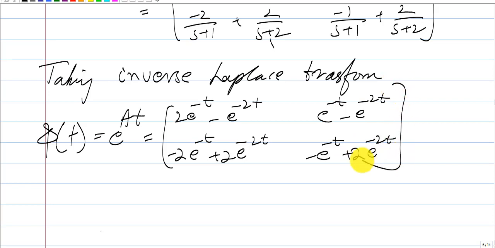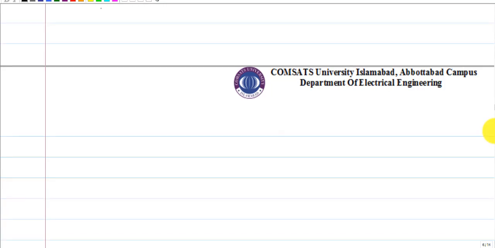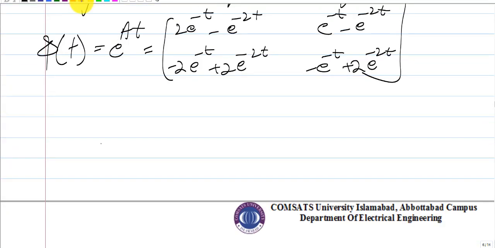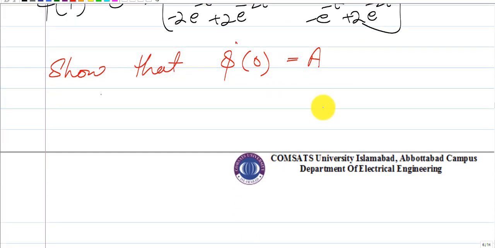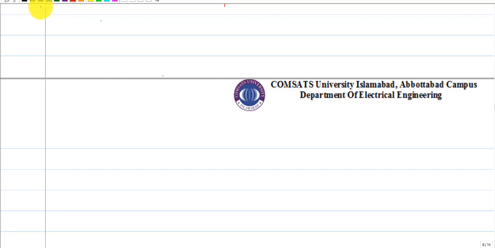Okay, now what this question also demands is to show that the first derivative of this state transition matrix evaluated at point 0 is again equal to the matrix A. So it means that we need to show that the first derivative of this transition matrix at 0 is again simply A. So we can do it simply. We need to just differentiate this state transition matrix.